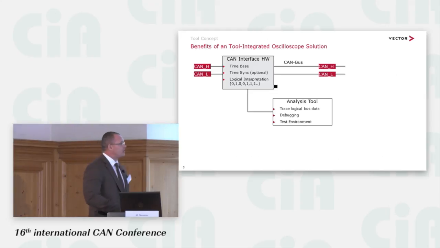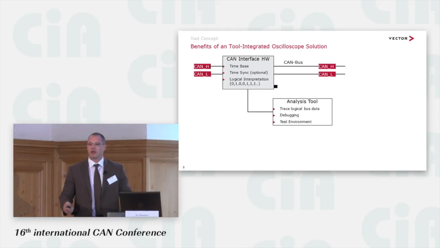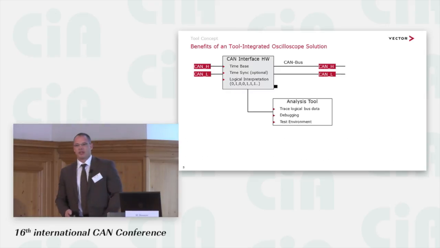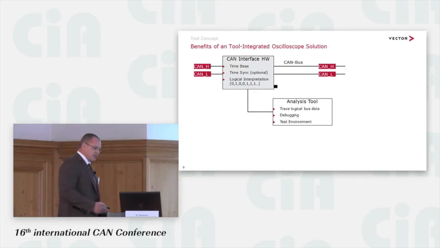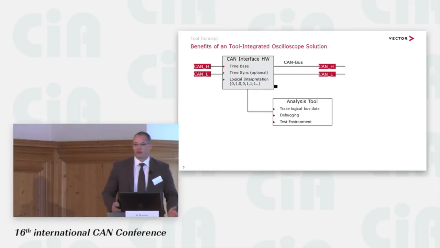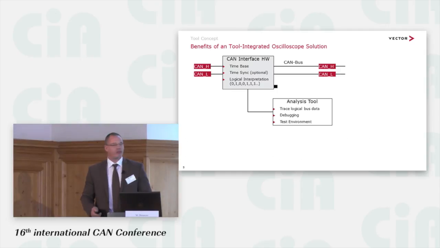In standard analysis ways, you have an analysis tool. There you can debug, trace issues on the data link layer, and you also have the possibility to establish complex test scenarios. But what is happening when we have effects on the physical layer, like ringing or crosstalk, directly occurring on the cable?